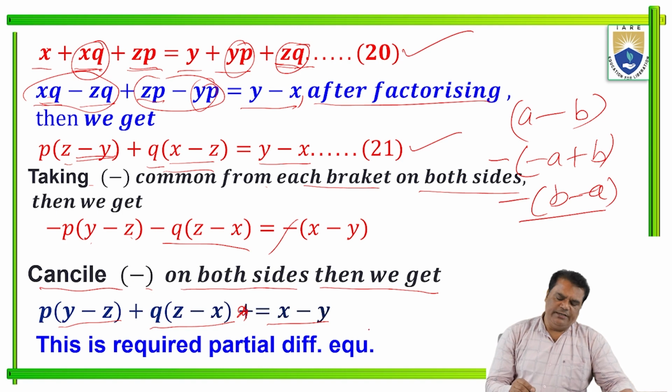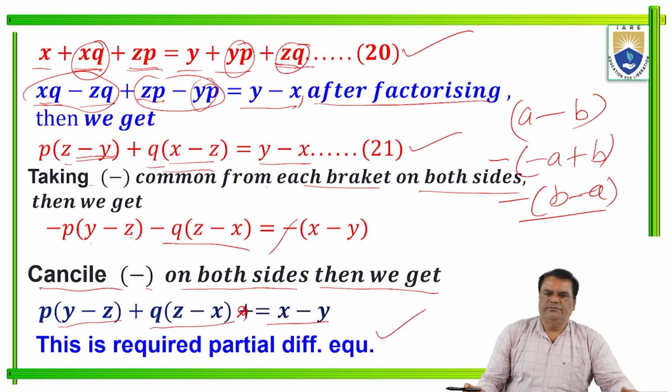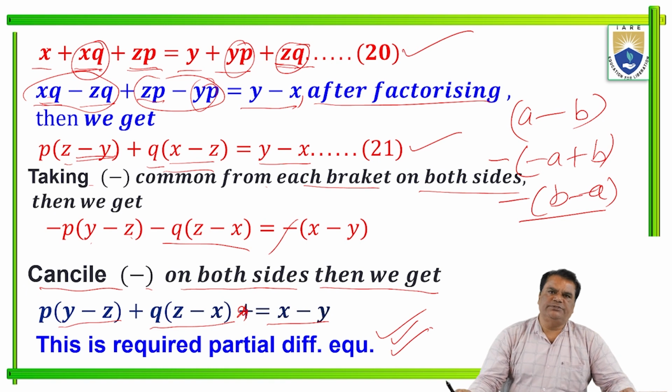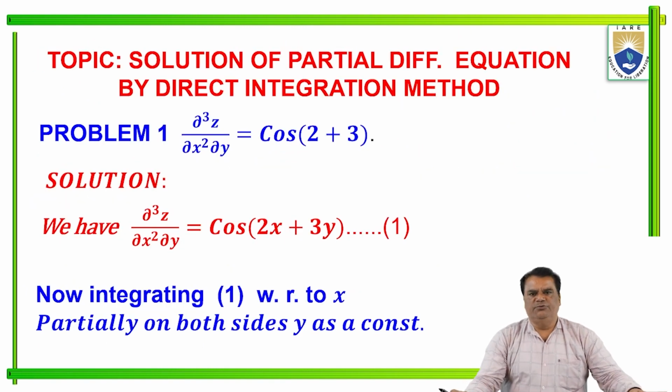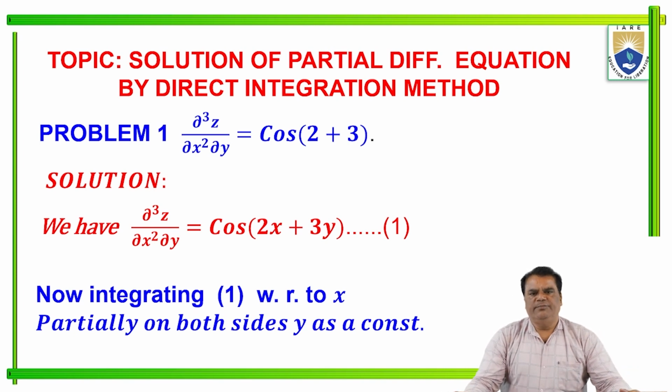So this is the required partial differential equation of the given function. With the help of the given function, we convert the function into this differential equation. This is a partial differential equation. Okay. So this is a very important question: how we can form a partial differential equation with the help of any given function. So this is the second method. By eliminating the function, we can change the function into a partial differential equation.